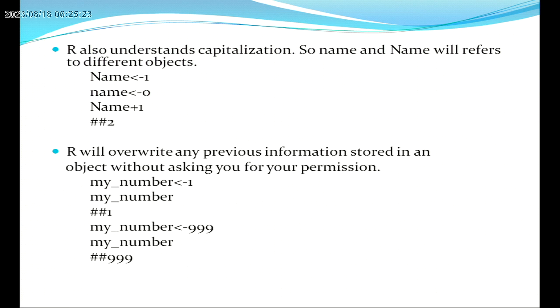And I will show another example. R will overwrite the previous information stored in an R object. First, my underscore number refers to 1. We can display my number. It returns double hash 1. Another one, my number refers to 999. So the R object lost the previous value. Now we can display my underscore number, and the output is double hashtag 999.